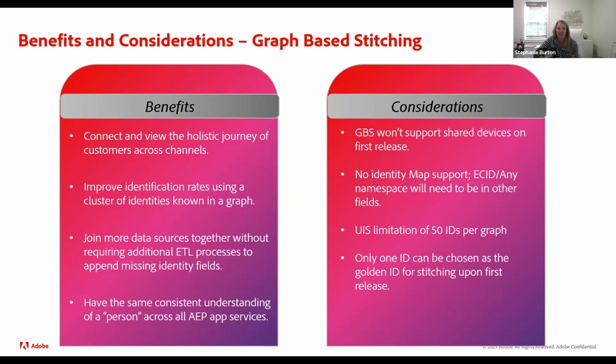So obviously the key benefits: you have that holistic view of your customer's experience across channels. You have better identification of customers as a whole, and you have more ways to make that recognition happen, and that's a big deal. And then of course, just being able to join more sources of data together that maybe previously were not something you could easily do, something you could easily pull in without any extra effort. And then, of course, thinking about the other app services, having that same graph be used to recognize a person across the solution. Those, I think, are the biggest benefits to call out for now.